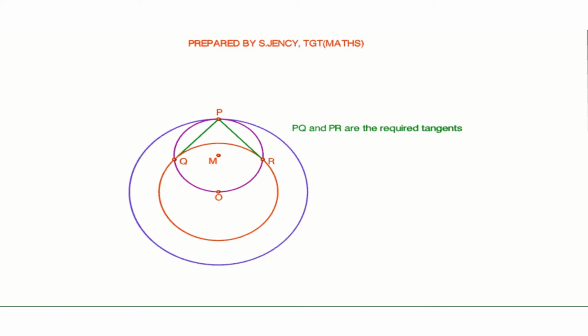Right? So here also we are going to draw the tangents, but here now it is concentric circles. Concentric circle means same center and different radii. Okay? So here they have given two radius. One is 4 centimeter, another one is 6 centimeter. So now we will see how to draw the tangent.